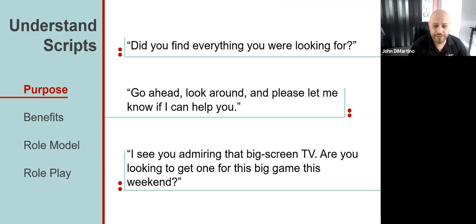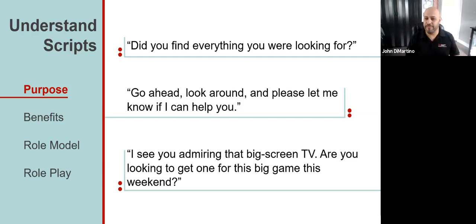So here are a couple more examples of scripts that I'm sure we've heard before. Did you find everything you were looking for? Go ahead, look around. Please let me know if I can help you. And, I see you admiring that big screen TV. Are you looking to get one for the big game this weekend? We've heard these scripts before. These three scripts are all asking the same thing. At the end of the day, all three are trying to get someone to purchase a television in this example.